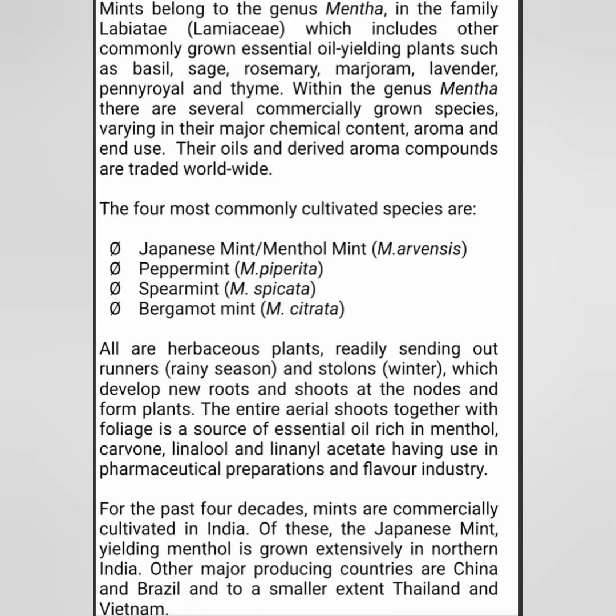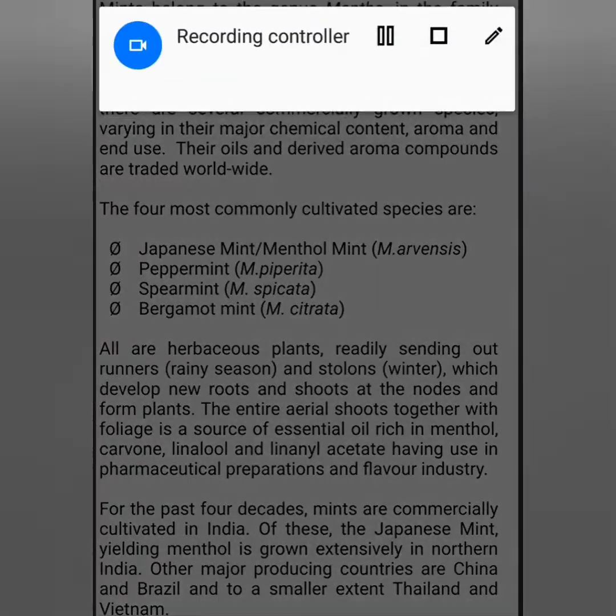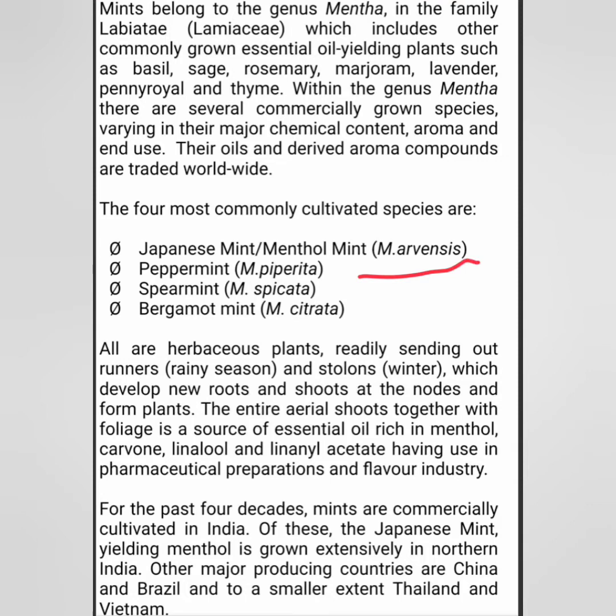Now, the botanical names of the four common cultivated species, as you can see here: the Japanese mint, also known as menthol mint, its botanical name is Mentha arvensis. We have four common species: Mentha arvensis, Mentha piperita, Mentha spicata, and Mentha citrata. These are known by the common names Japanese mint, peppermint, spearmint, and bergamot mint. All these are herbaceous plants.